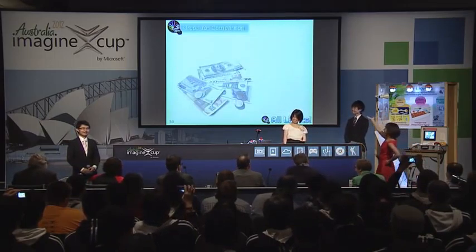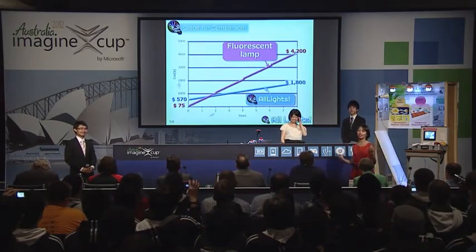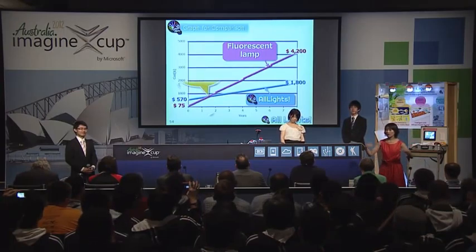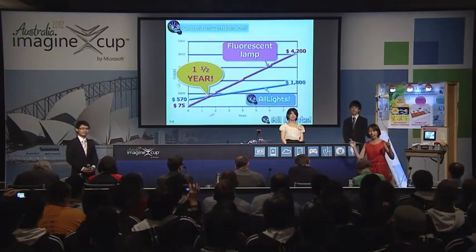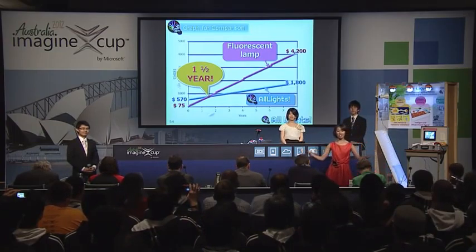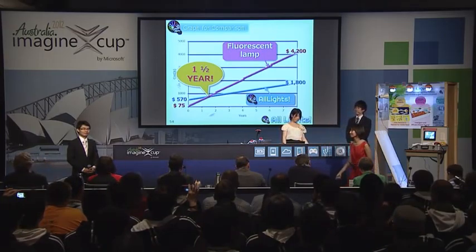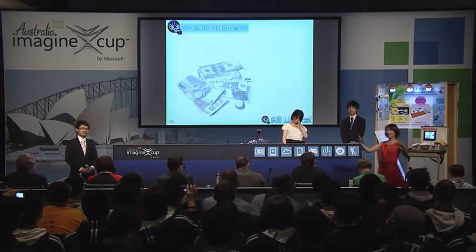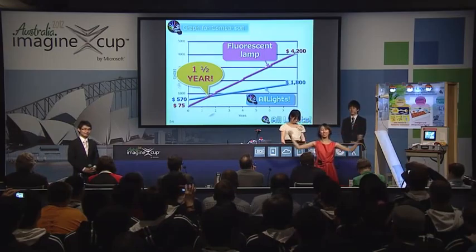Let me show this figure. The initial cost for All Lights is really expensive, but its cost will be lower than fluorescent light over a longer period than 1.5 years. The All Lights lamp has a longer life than other light fixtures, and it can save electricity. Only after 1.5 years, you can enjoy the low-cost lighting system with highly efficient power-saving abilities.